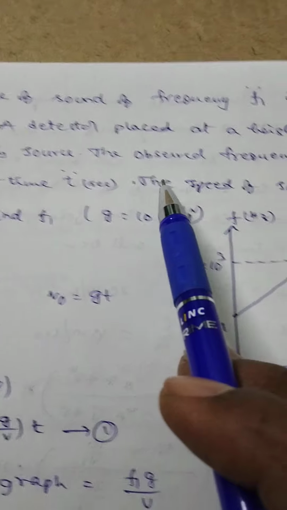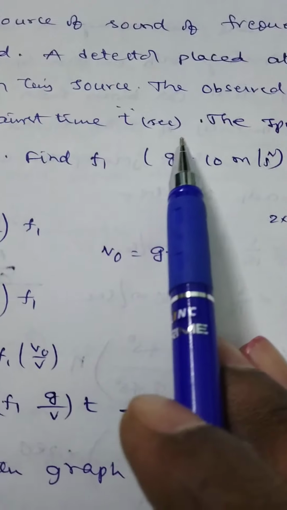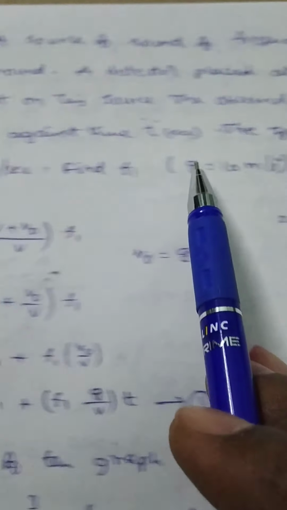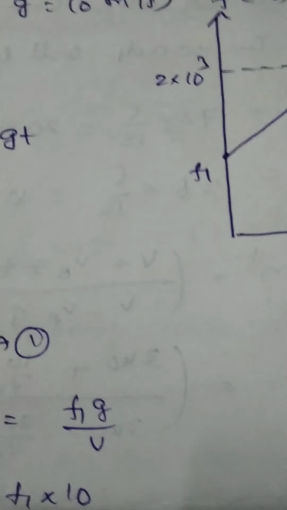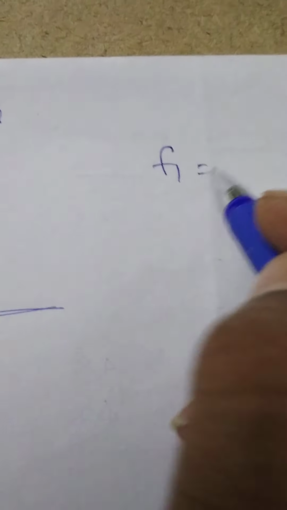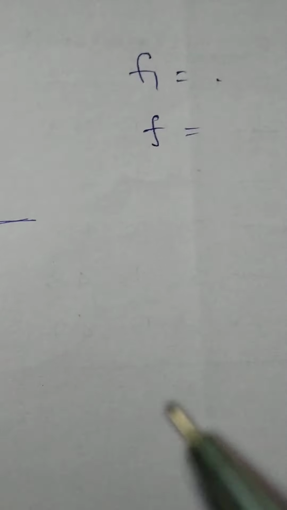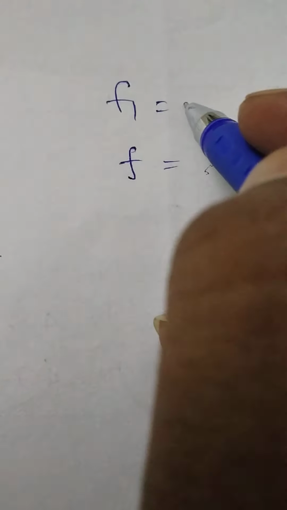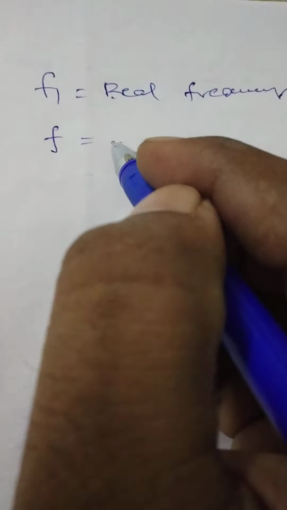Also it is given that the observed frequency F is plotted against the time t in seconds. The speed of sound in air is 300 meters per second. Find F1. What is F1? A source of sound has frequency F1. F1 is the actual frequency of the sound emitted from the source. F is the frequency observed or received by the person. It is also called the apparent frequency. So F1 is the real frequency, and F is the apparent frequency.